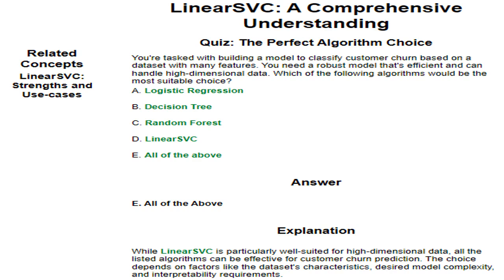D. Linear SVC. Linear SVC is a linear model specifically designed for classification tasks, offering good performance with high-dimensional data. It handles large datasets efficiently, making it a good choice for customer churn prediction. Correct, but not the most suitable.